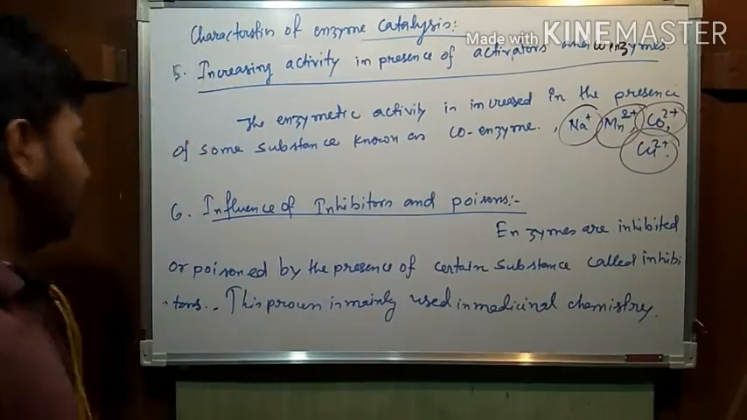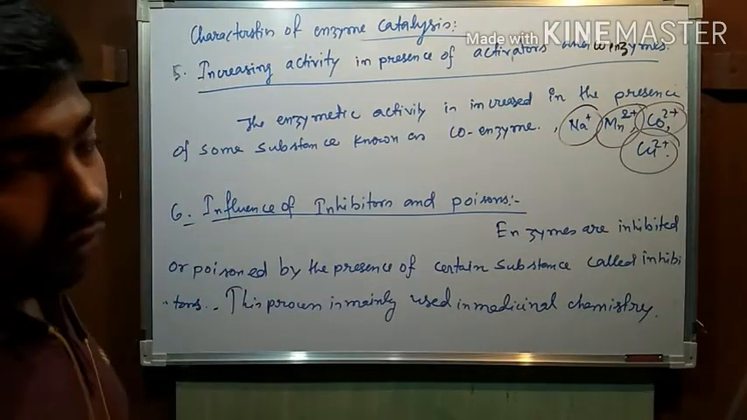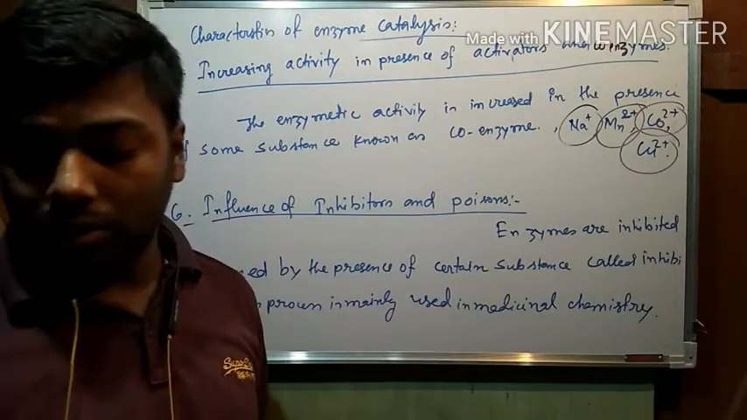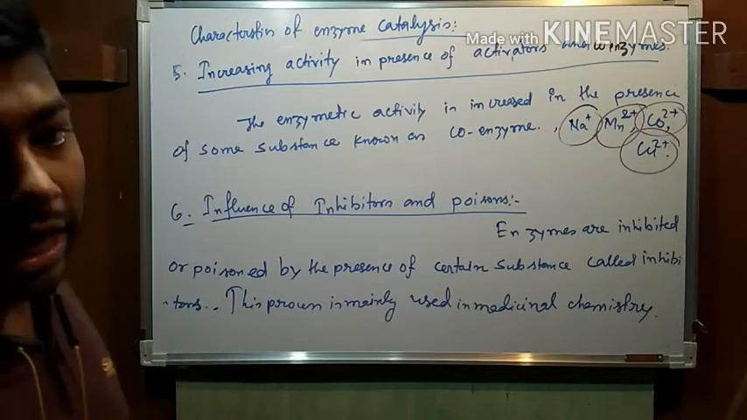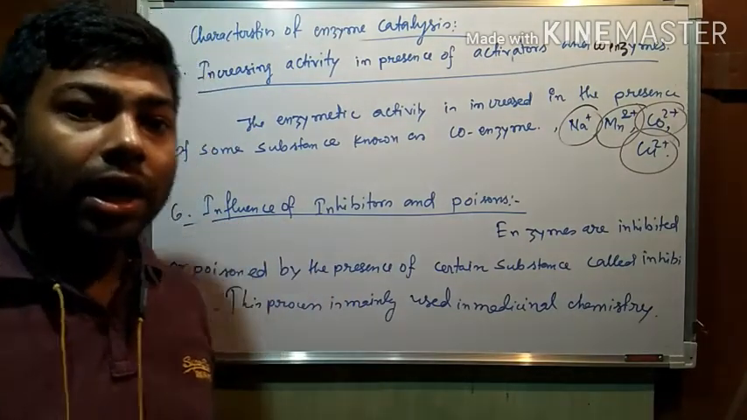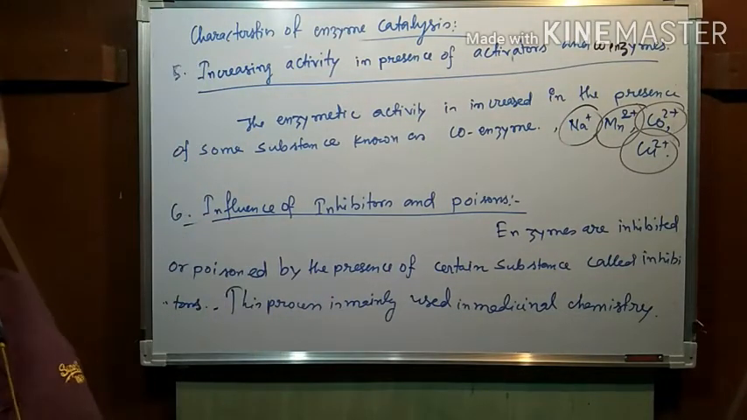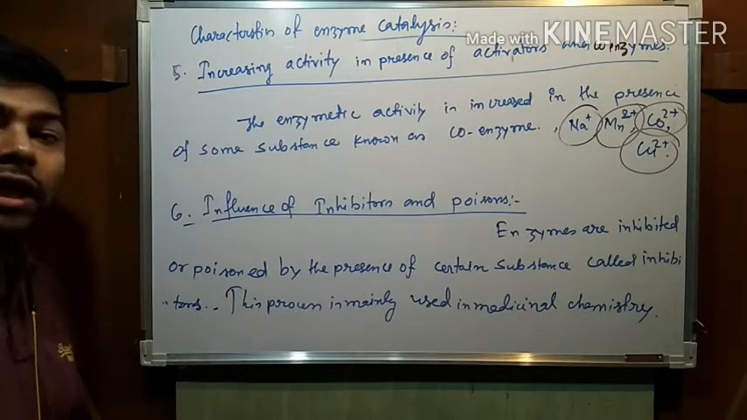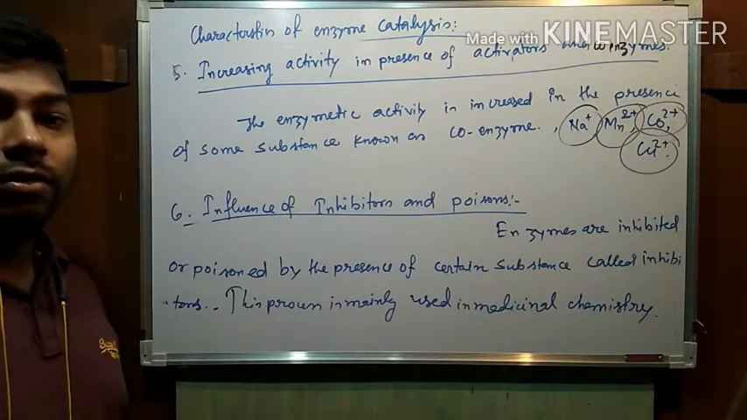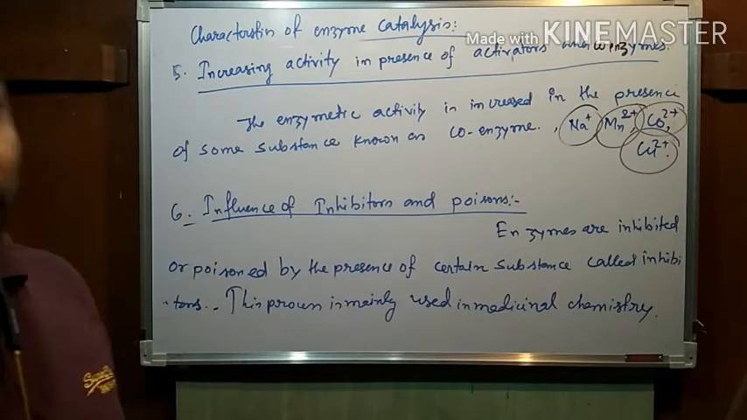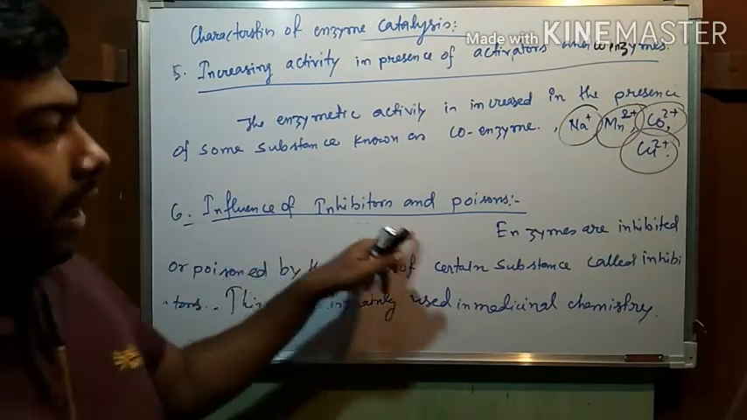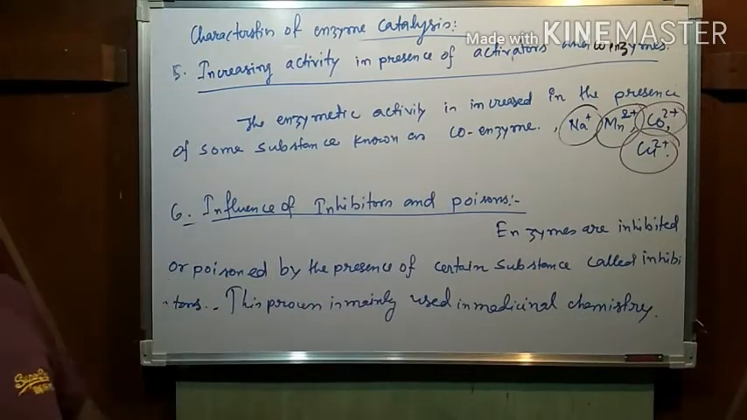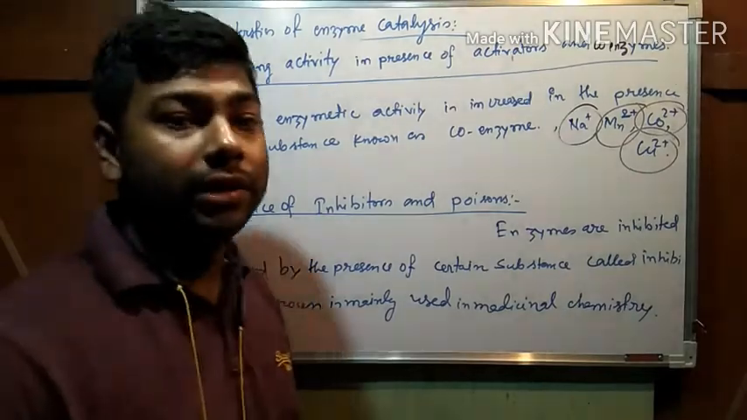Okay. Next is the influence of inhibitors and poisons. In the presence of certain substances in the enzymatic reactions, the efficiency, or you can say the function of the enzymatic reaction, is a little bit decreased. This type of concept, the influence of inhibitors and poisons, is widely used in medicinal chemistry to make a particular medicine.